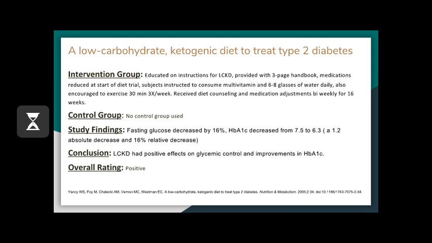This study found that fasting glucose decreased by 16%, and HbA1c decreased from 7.5 to 6.3, which they found was significant. And the conclusion was that the low-carbohydrate ketogenic diet had positive effects on glycemic control and improvements in HbA1c.